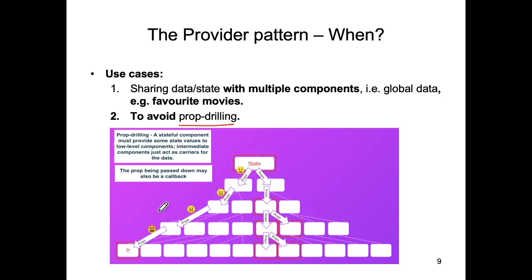So prop drilling and shared data that's used by a number of components are two sides of the same coin, if you like. Is there a better way of achieving this sharing of data? And the answer is yes, there is, if we implement the provider pattern using the React context construct.